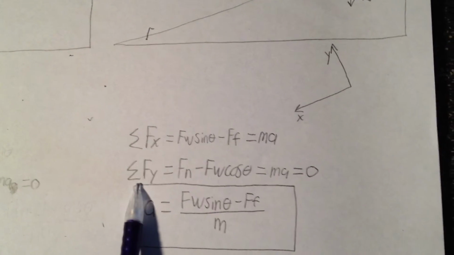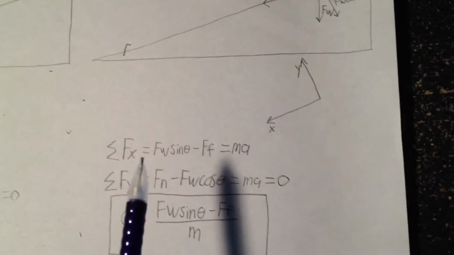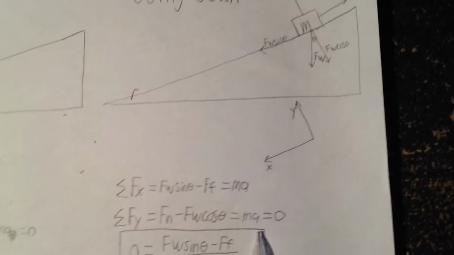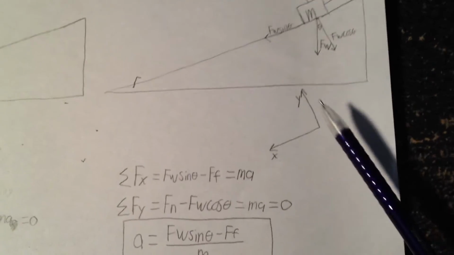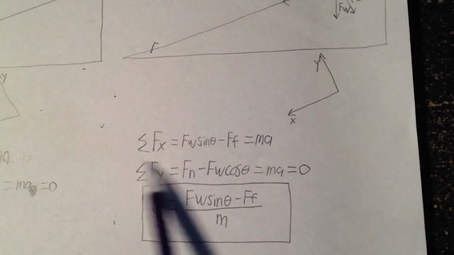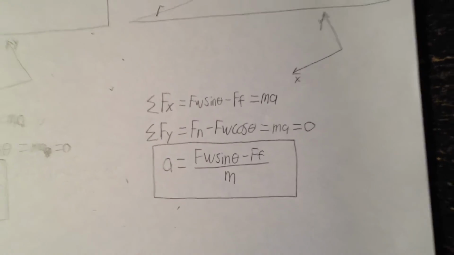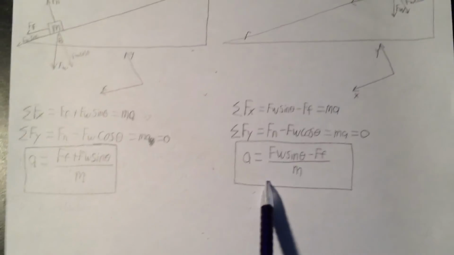And the sum of the forces in the y direction equals normal force minus force of weight times cosine of theta equals mass times acceleration, which equals 0 because there is no acceleration in the y direction again. And so using just this equation, we divide by m and we get acceleration equals the force of weight times sine of theta minus the force of friction over mass.